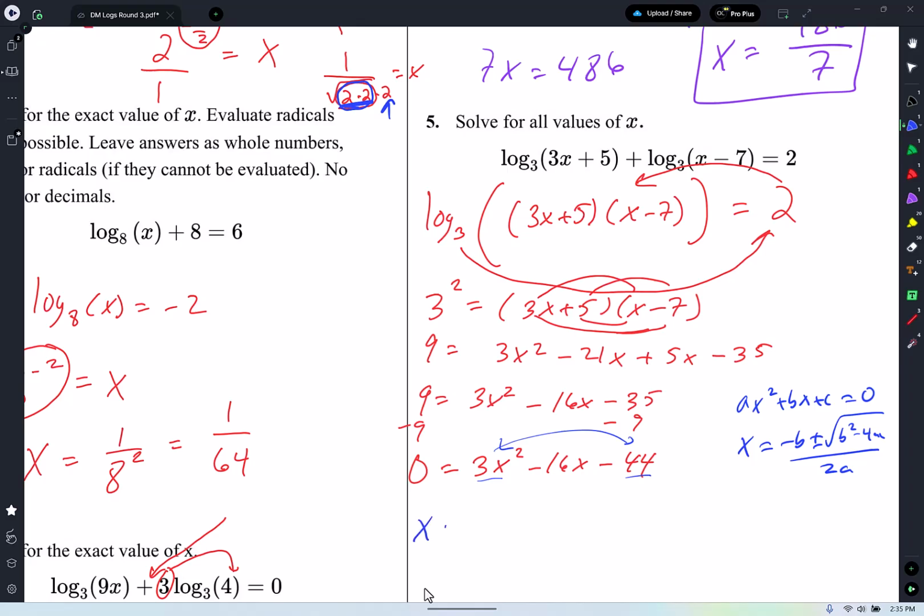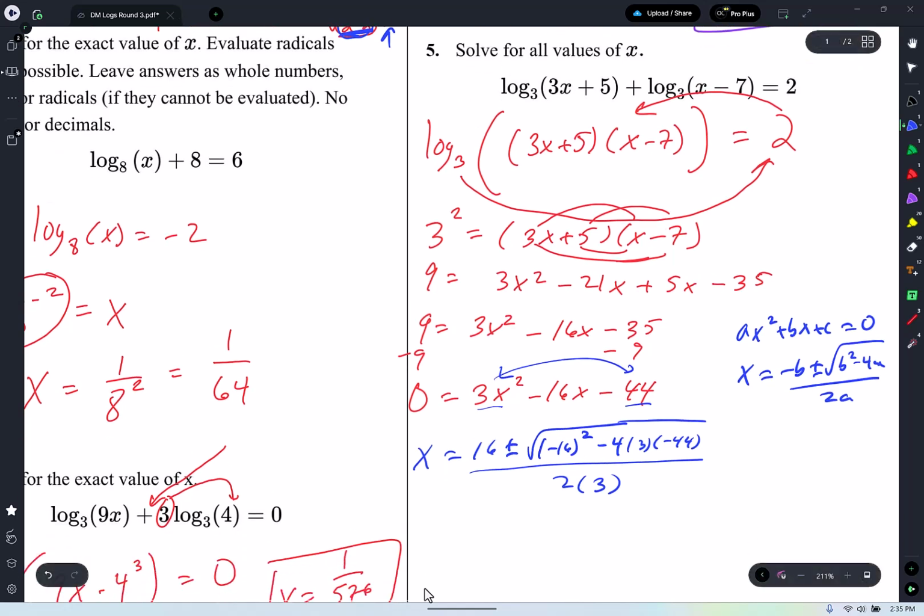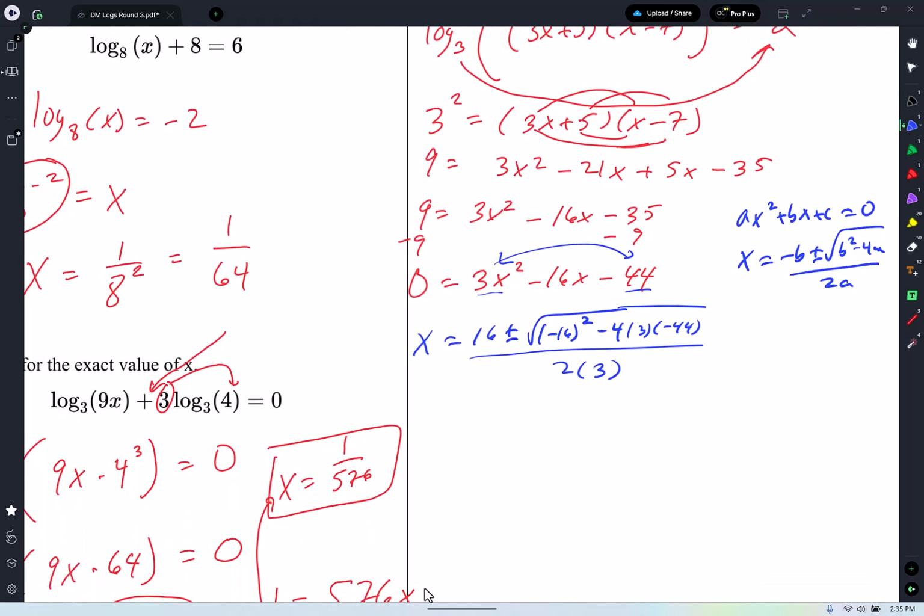All right. x equals 16 plus or minus the square root of... I guess technically you cut up negative 16 there, but you're squaring it, so it goes away anyways. 4 times 3 times negative 44, all over 2 times 3. If you want, guys, I can do the AC method. Let me know if you want me to do it.